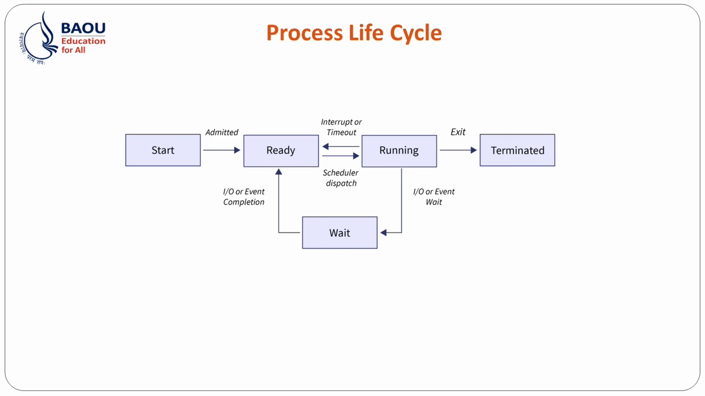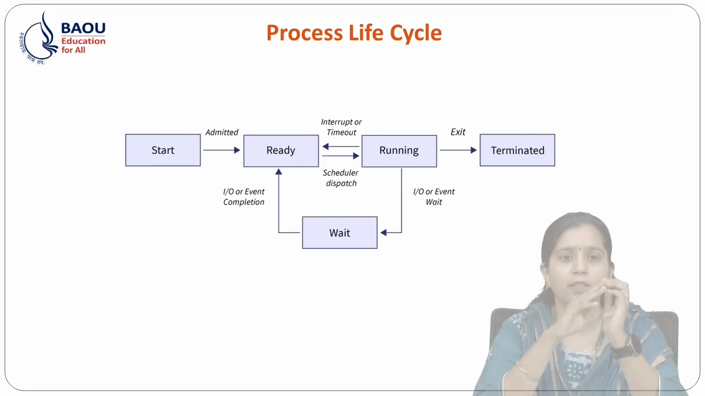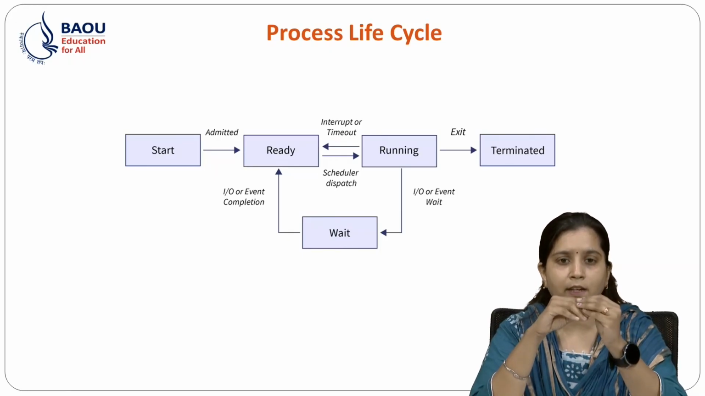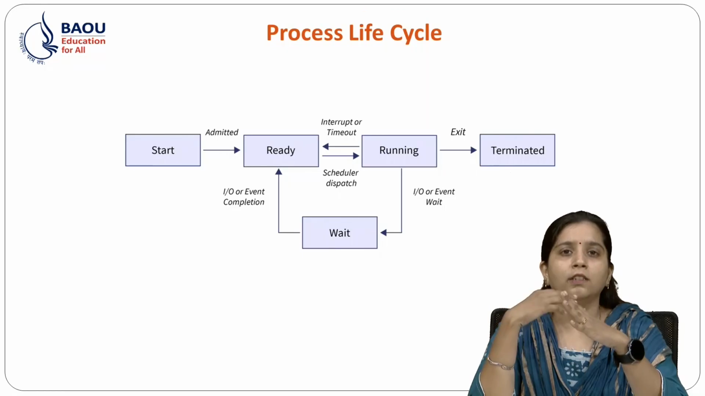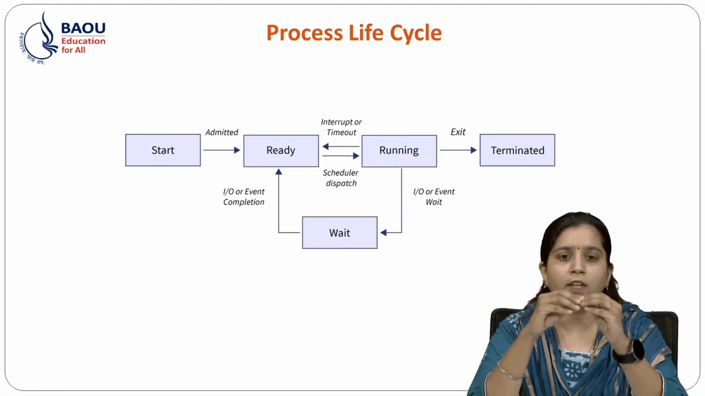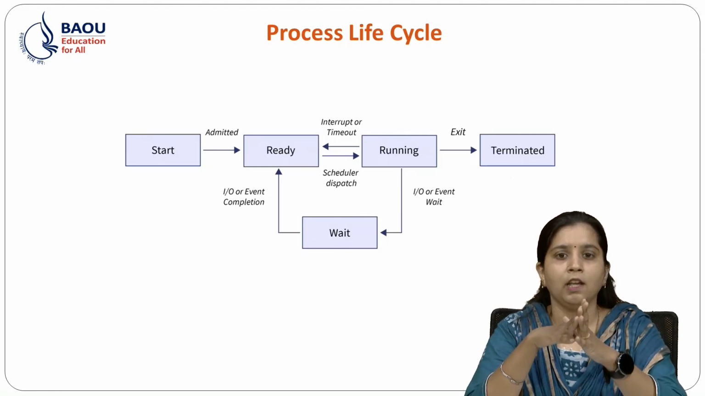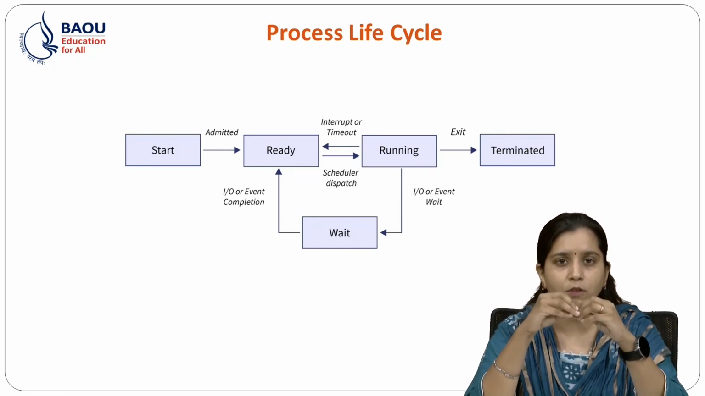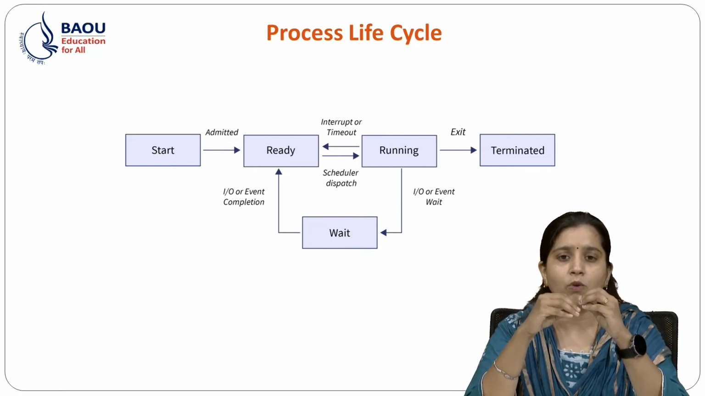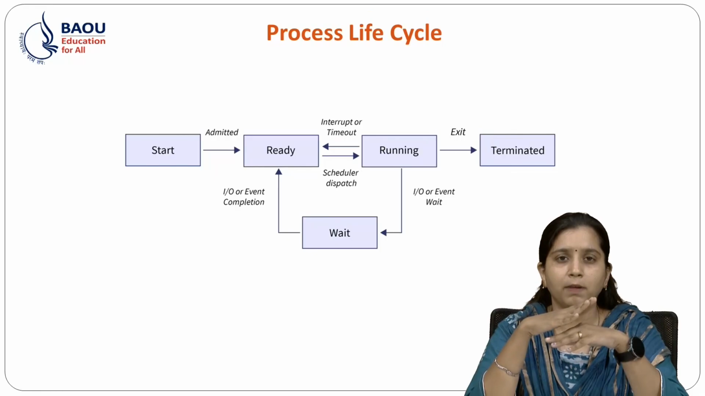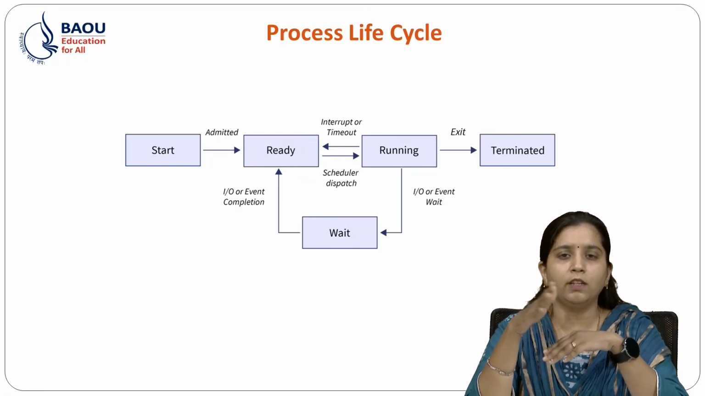In this diagram, first the process is in the start phase. After the start phase, it is admitted to the ready state. In the ready state, if the scheduler is running some other process, then the process stays waiting. After that, if the scheduler is free to run the current process, then the process goes into the running state. And after the running state, if all the instructions in the process have been completed, then it goes to the terminated phase.